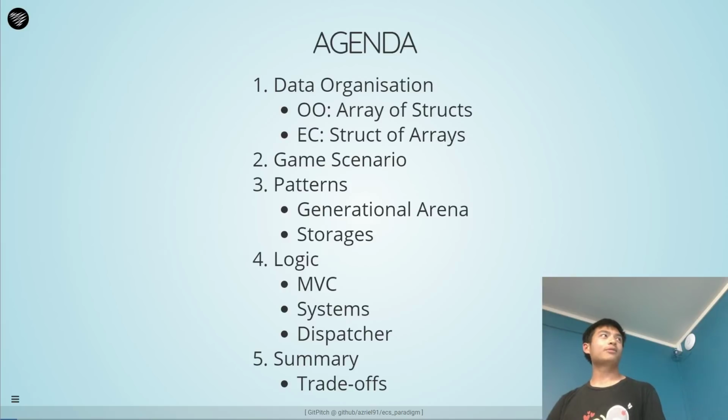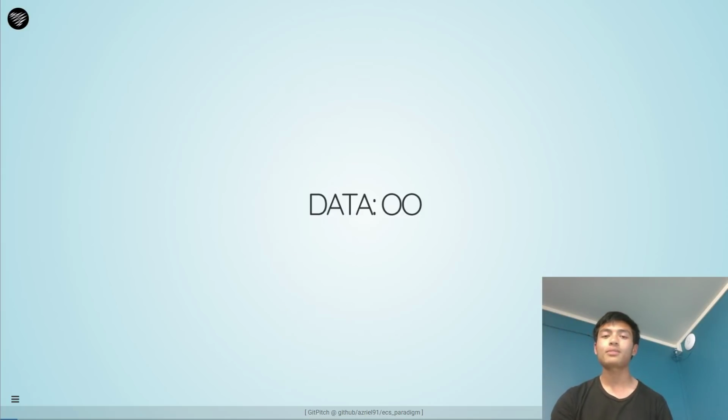All right. So what we're going to go through today, we're going to go through the data organization. We'll compare OO and EC, which is entity component. We'll look at how that's applied in a game scenario, some patterns to solve the problems that come up, and we'll look at how we organize logic. And there's a short summary at the end.